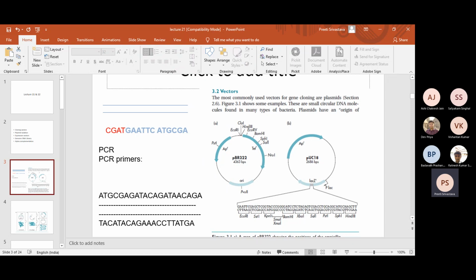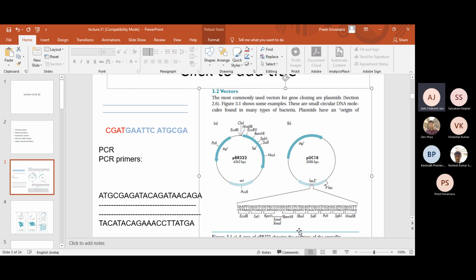Okay, let me see. Devpriya, are you there or left? Satyakam, are you there or left? Ashi? Ma'am, maybe we can use the sequences that we're placing before the start codon and after the stop codon. No, no, no.